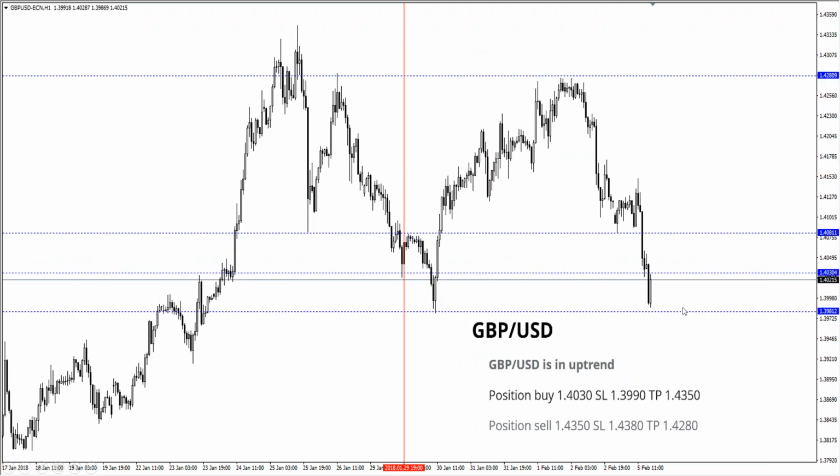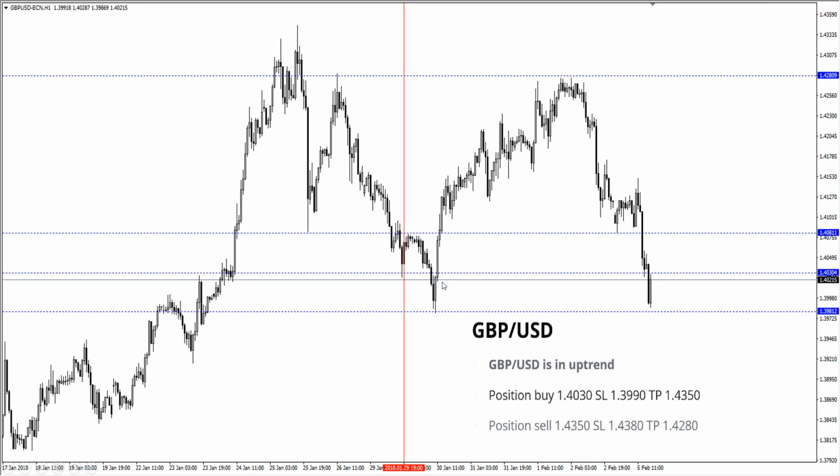GBP dollar was in an uptrend. We had a buy position around 40.30. So if you entered here, guys, you would have made 50 pips straight, right? Straight 50 pips. And if you waited, or included 2 to 5 pips, maybe some spread, you would probably have caught this move as well. But yet again, let's say we made 50 straight pips.